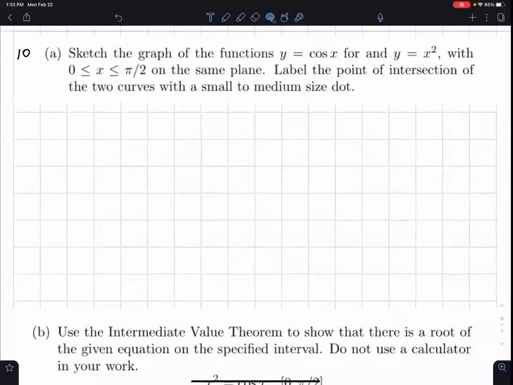All right, sketch the graph of the function y equals cosine x and y equals x squared with x between 0 and pi over 2.